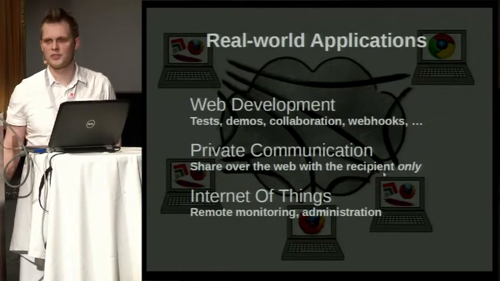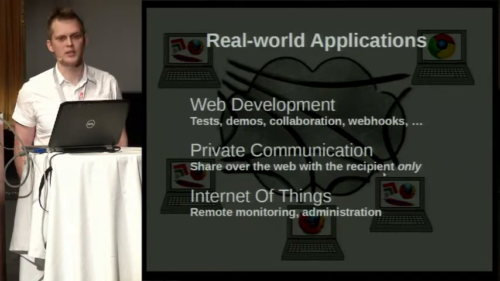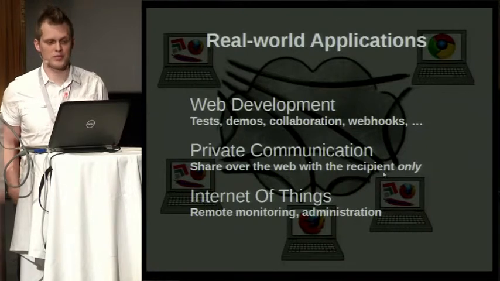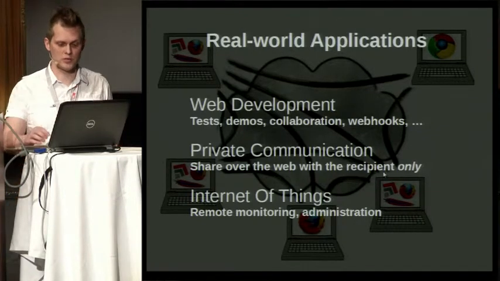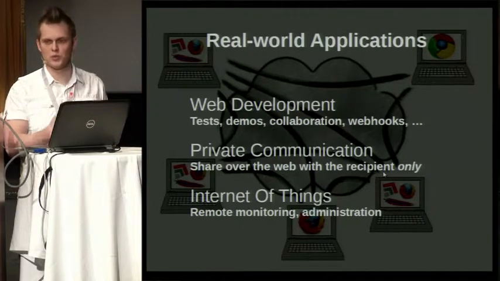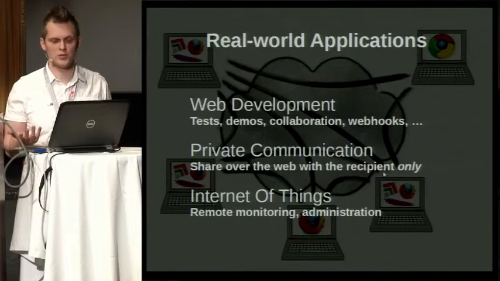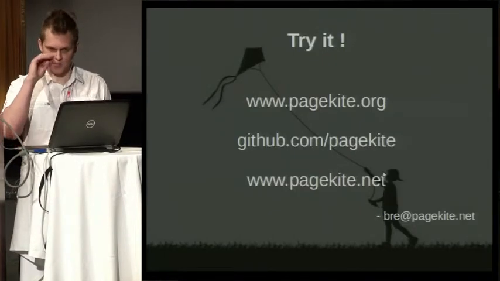And thirdly, there's the Internet of Things. People build embedded devices that need to be monitored, they need to be administered remotely, and today that's hard because of NAT and IP address scarcity and all those things. Switching to web-based interfaces or proxying things over the web allows you to do remote administration of devices that don't have an IP address. So you're welcome to try it.